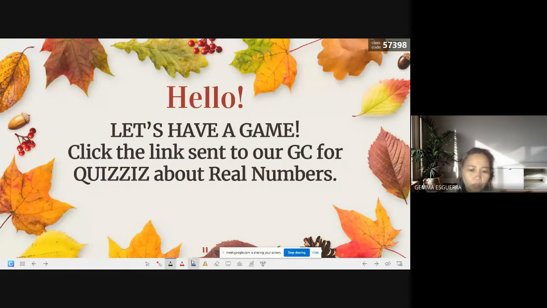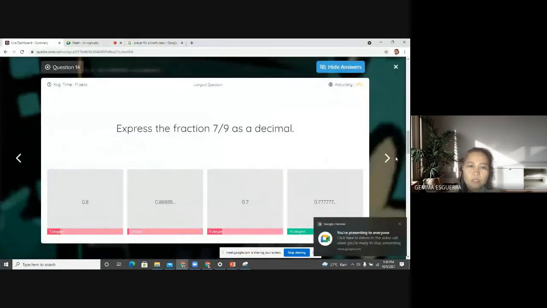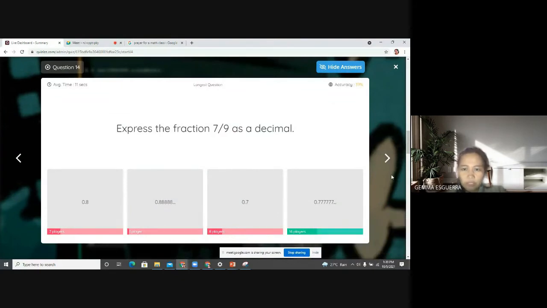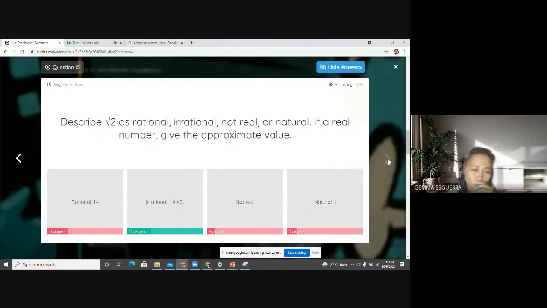So, balik muna tayo uli sa quizzes. So, express the fraction 7/9 sa decimal. So, yun na yun. Next. Describe square root of 2 as rational, irrational, not real, or natural. If a real number, give the approximate value. So, irrational po siya kasi kung titingnan, that is 1.4142. So, ano ba yung square root ng 2? So, pwede nyo pong kunin yan using the cellphone or meron pong long method sa paggamit ng square root of 2. Next.